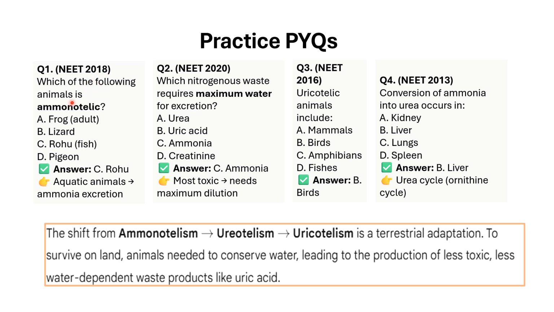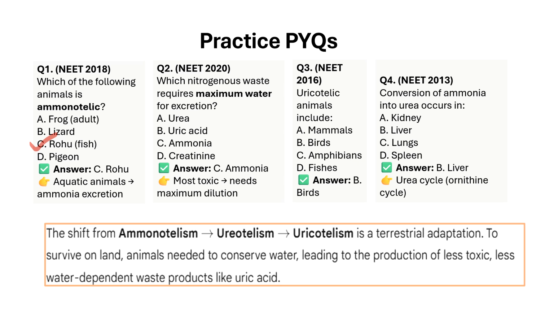The first one is from NEET 2018. Which of the following animals is ammonotelic? So you must remember, ammonotelic means aquatic organisms. The options are adult frog, lizard, rohu fish and pigeon. Obviously rohu fish is the answer because it is found in an aquatic environment, right?